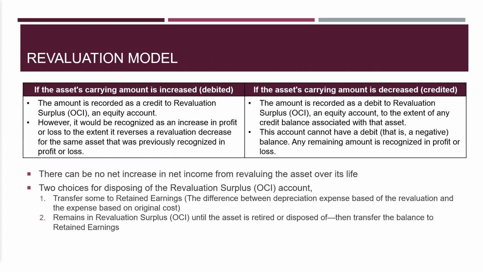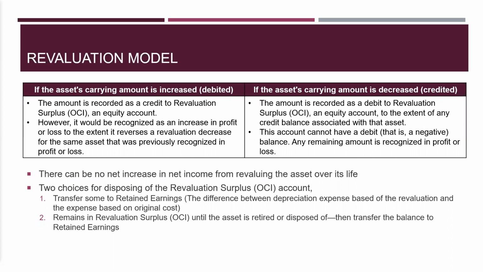If the asset's carrying amount is going up, in that case the difference is recorded as a credit to your revaluation surplus. So your asset is going up, you're going to debit the asset and credit the revaluation surplus OCI account, which is a type of equity account. But if it goes in the other direction, where the carrying value is going down, so your asset is credited, you are going to debit that same revaluation surplus OCI account.